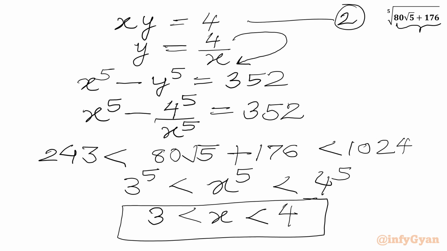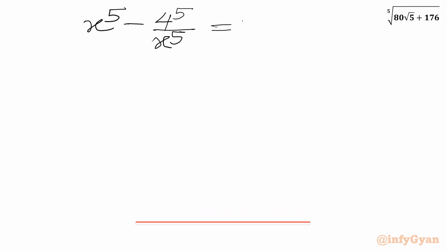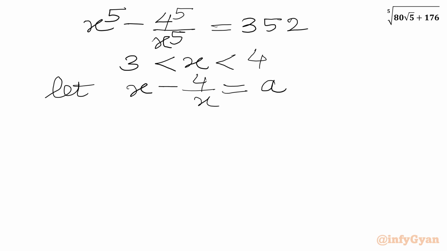Now we will assume x minus 4 over x equal to a. Let me write here x power 5 minus 4 power 5 over x power 5 equal to 352 and x is lying in the interval 3 and 4. Now let us assume x minus 4 over x equal to a. Once x is in the interval 3 and 4, a must always be positive. So the condition on a is a positive.